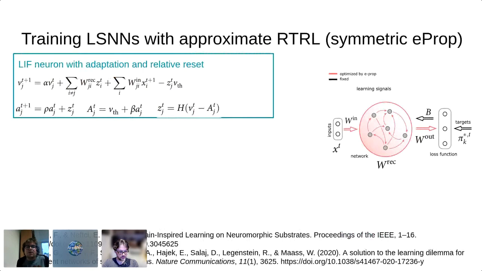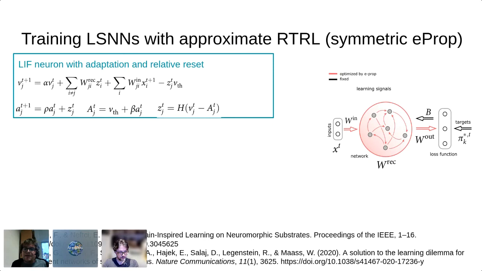So what model are we going to? In this work, we're using this very simple model. We're training small recurrent networks. So basically, you have some input neurons that project to a densely connected recurrent population, and then all the recurrent neurons connect to an output population.